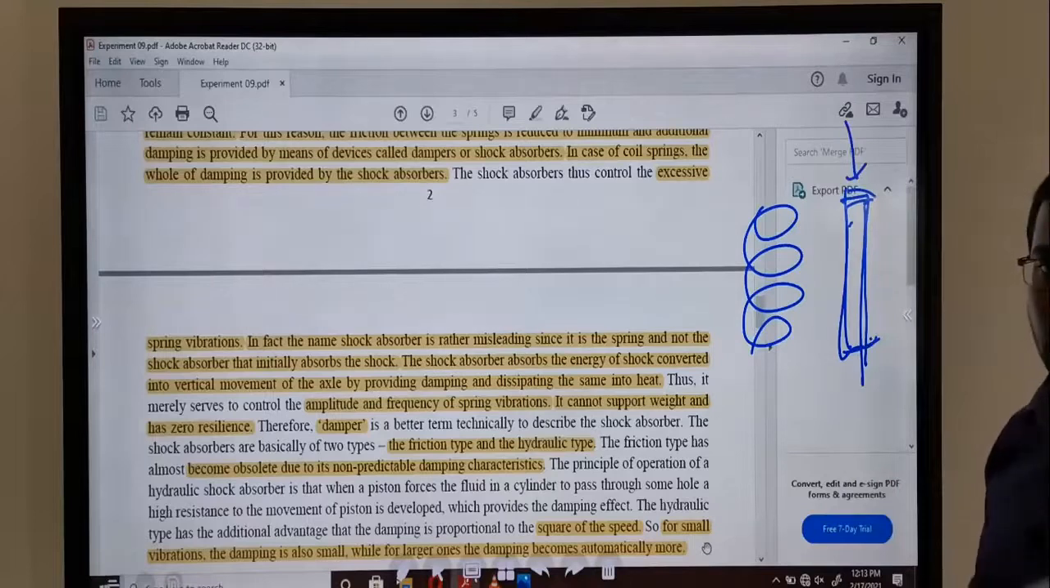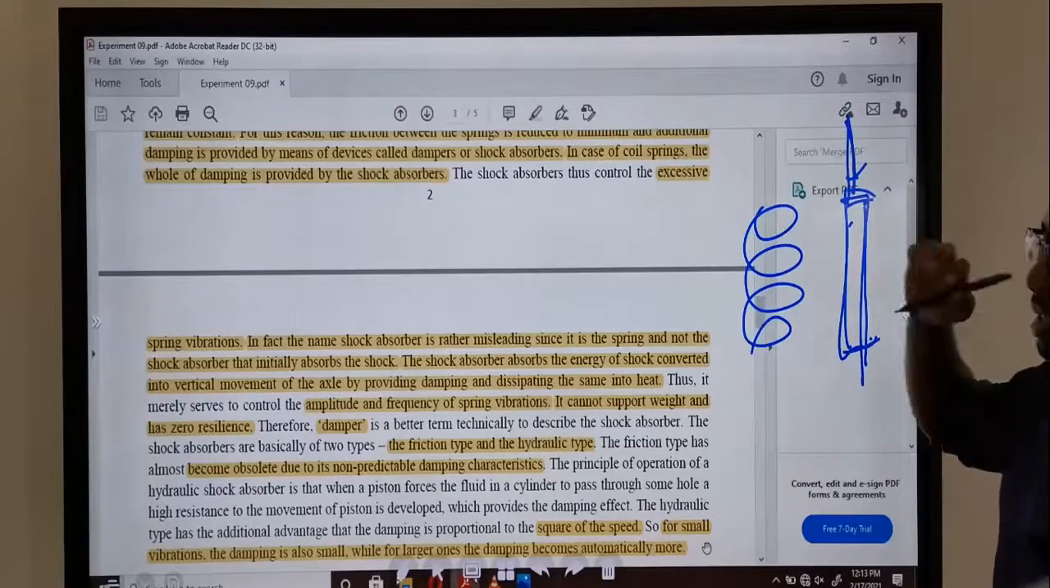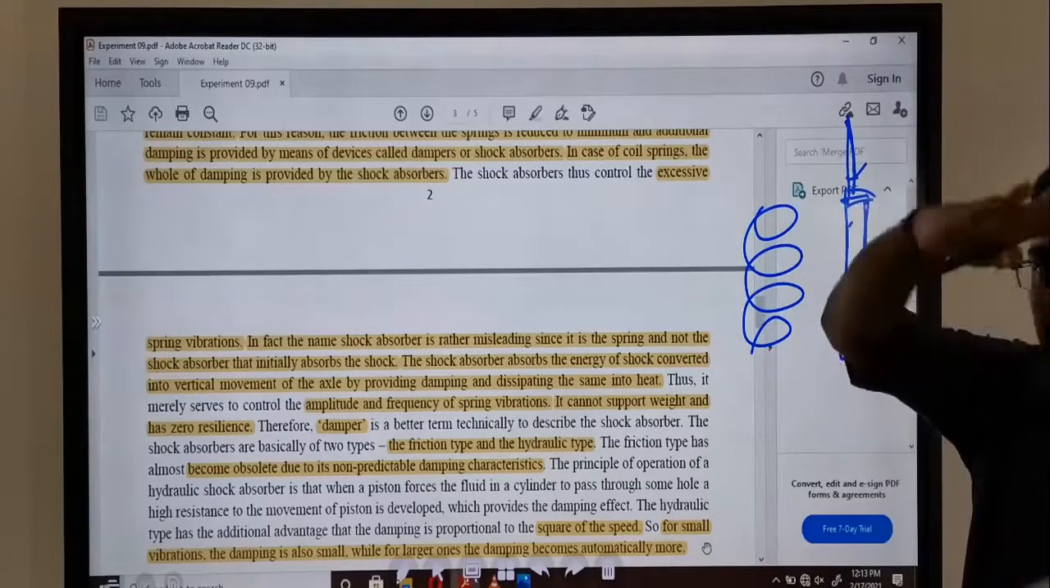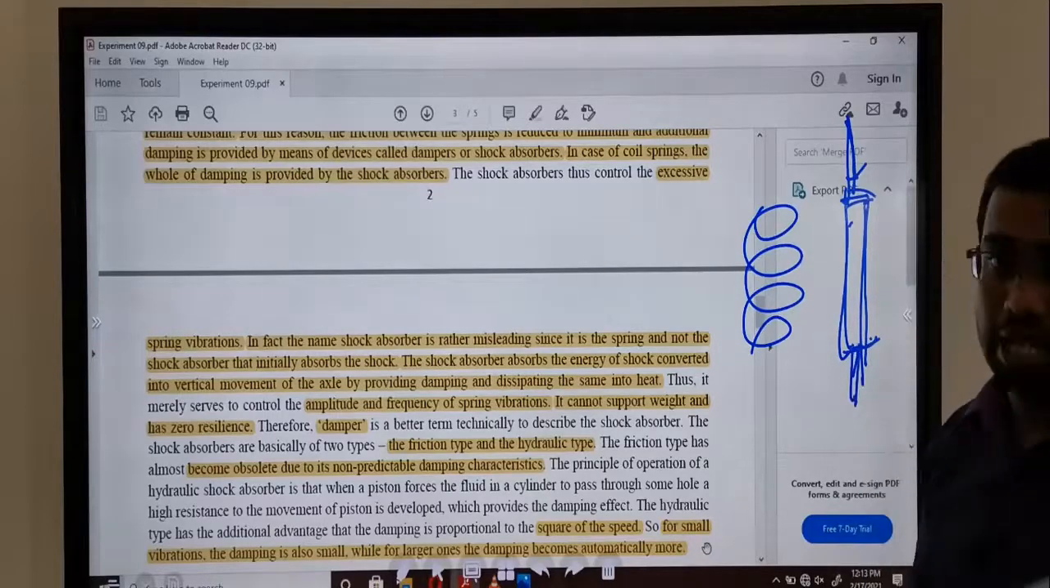The shock absorber is a common name. The coil spring is also a shock absorber. If any kind of material absorbs the shock, we can call it a shock absorber. But damping means there is a difference. It gives proper oscillations. So the best name to call the shock absorber is damper.